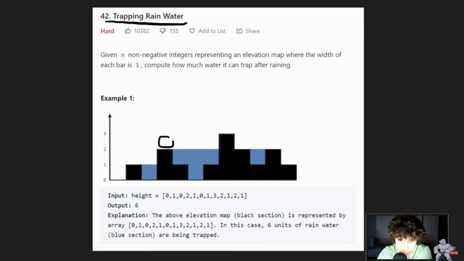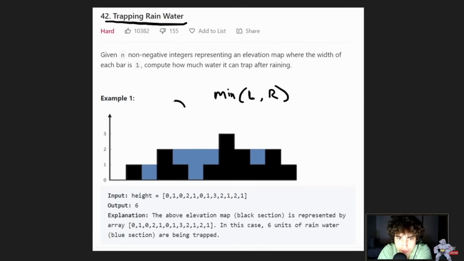1. So that's our boundary. That doesn't mean we can trap any water here. We can trap 0 water here. The reason is because the actual calculation is we're going to take the minimum of the maximum left height and the maximum right height. We're going to take the minimum of those two.